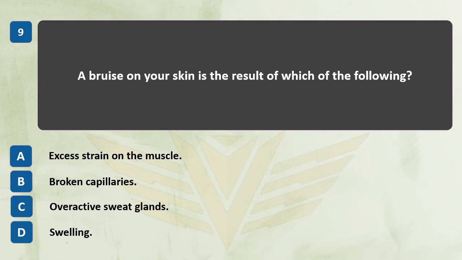A bruise on your skin is the result of which of the following? A. Excess strain on the muscle. B. Broken capillaries. C. Overactive sweat glands. D. Swelling.